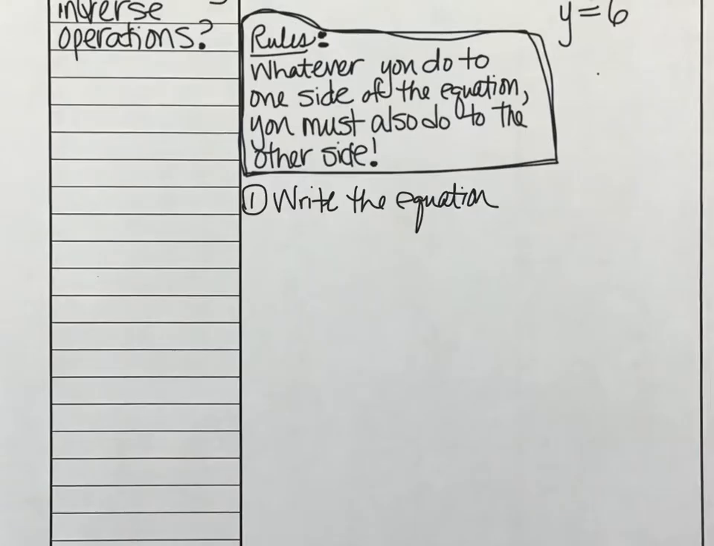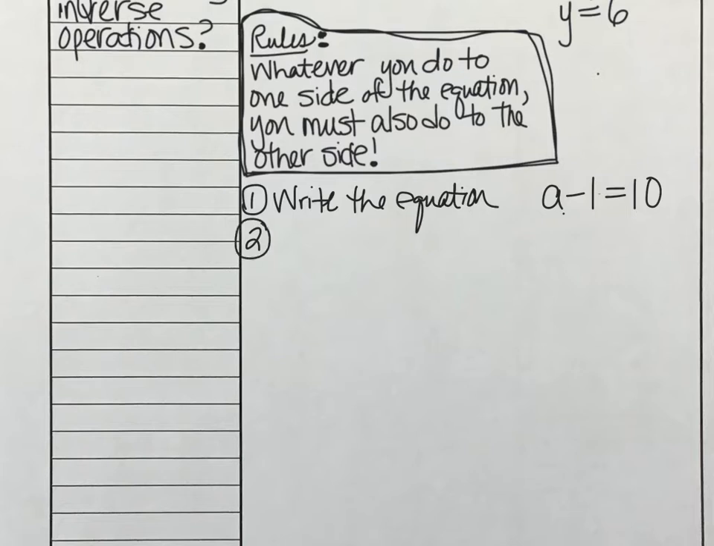Let's look at these one piece at a time. The first step is always write the equation. So you may have to copy this down on separate paper. Here's another example. A minus 1 equals 10.